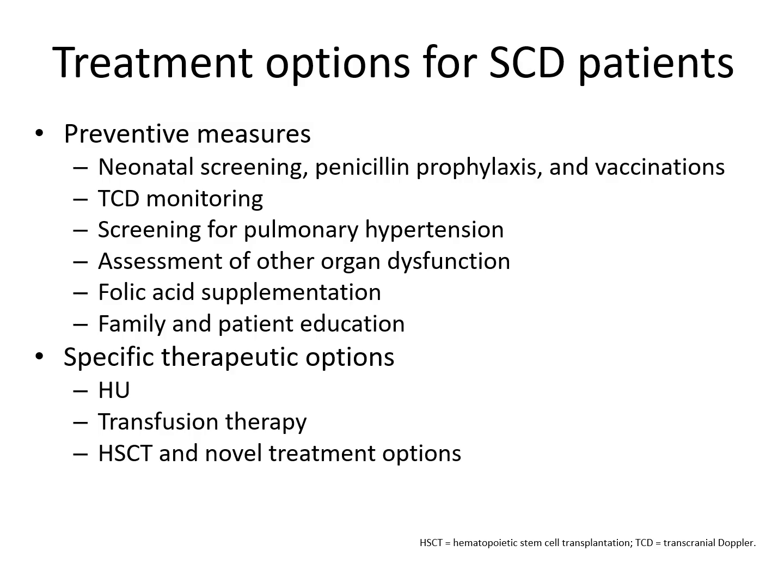We can now detect people who have abnormal cerebral blood flow and are at risk for strokes and put them on transfusions. We need to screen patients for pulmonary dysfunction and other end organ dysfunction, provide them with folic acid supplementation, educate the families, and of course the specific therapeutic options, which I'm going to describe next: hydroxyurea, transfusion therapy, and hematopoietic stem cell transplantation.